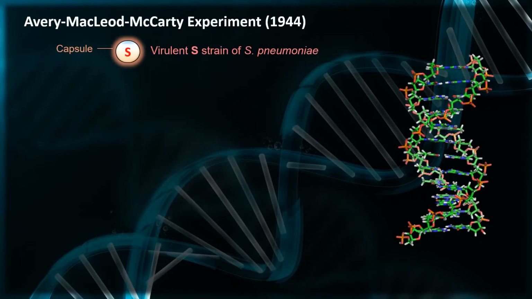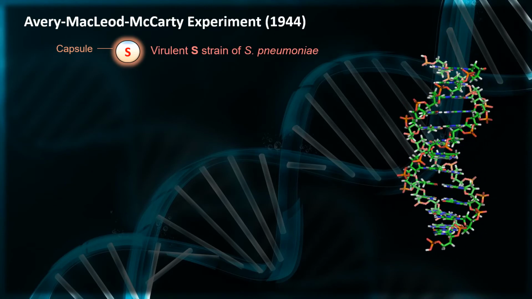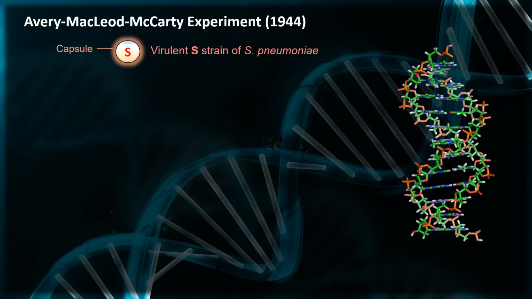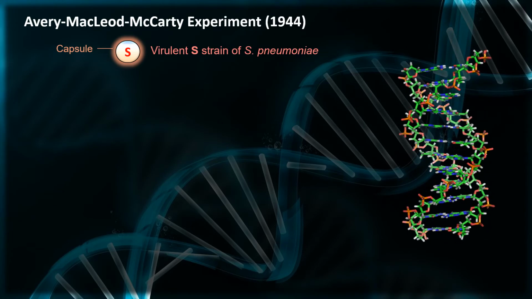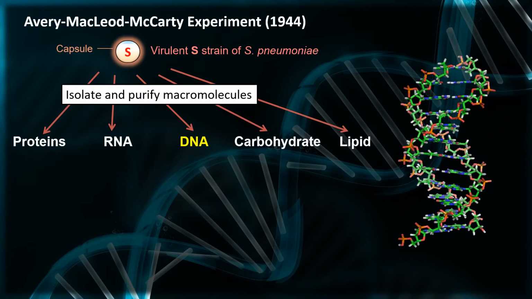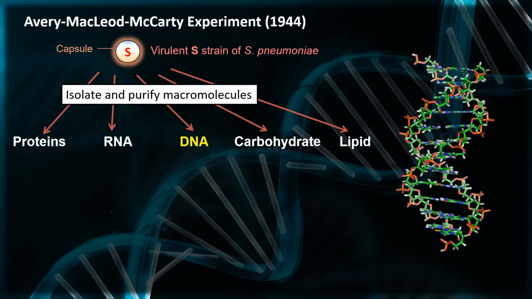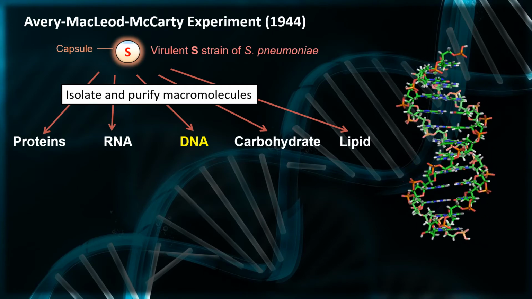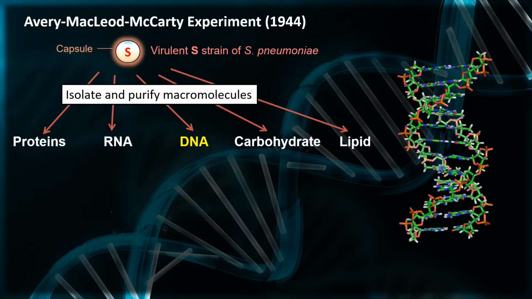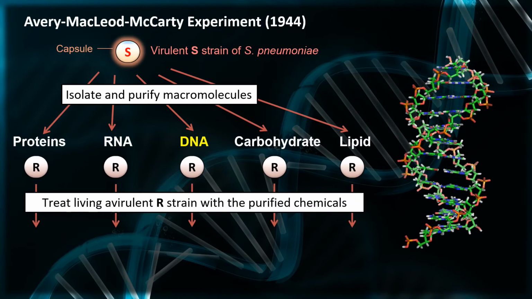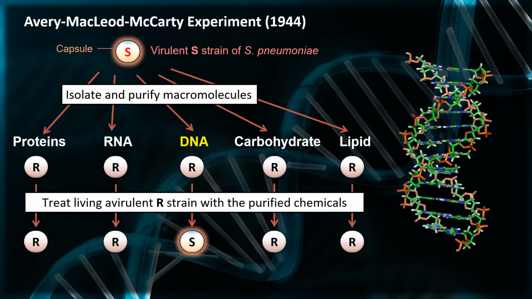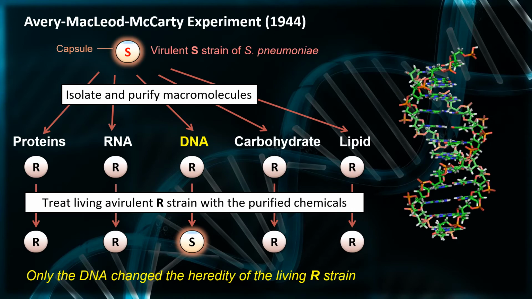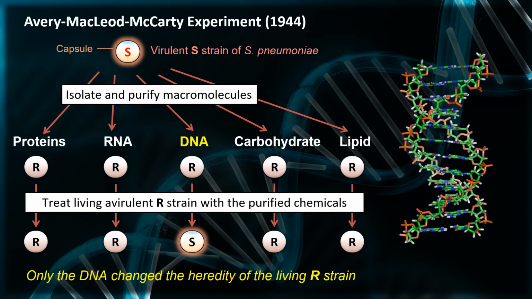Skip forward to 1944, the Avery-MacLeod-McCarty experiment. They were using the same strain of Streptococcus pneumoniae, and they basically took the Griffith experiment to the next level. They extracted all the different macromolecules using a little bit of chemistry: the proteins, RNA, DNA, carbohydrates, and lipids, and then they mixed those with the R strain. They wanted to see which would be the transforming factor, and in fact the answer was DNA. DNA gave us the living virulent S strain. So they concluded that DNA was the hereditary material of the cells.